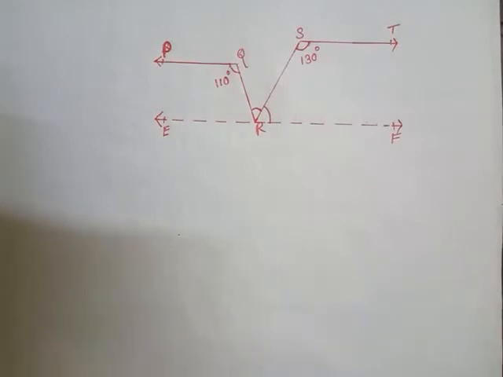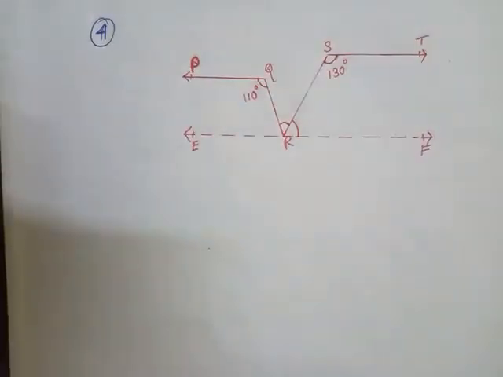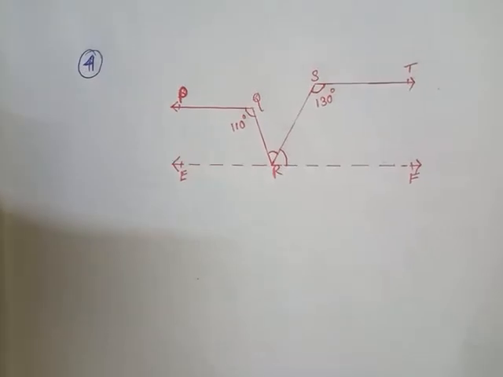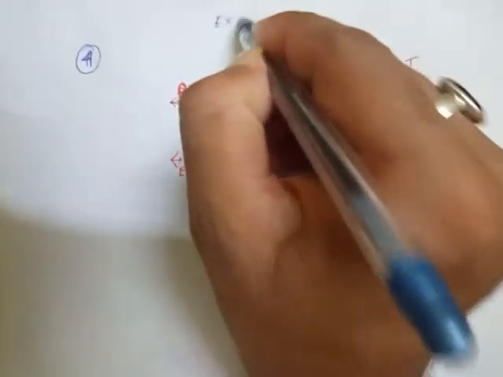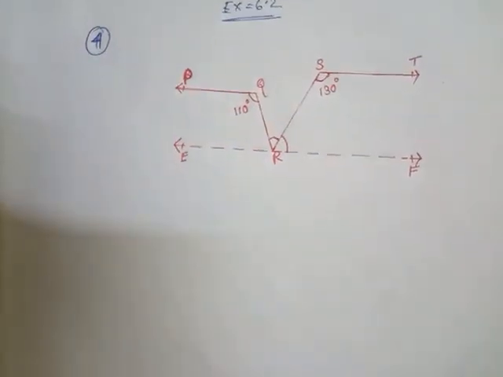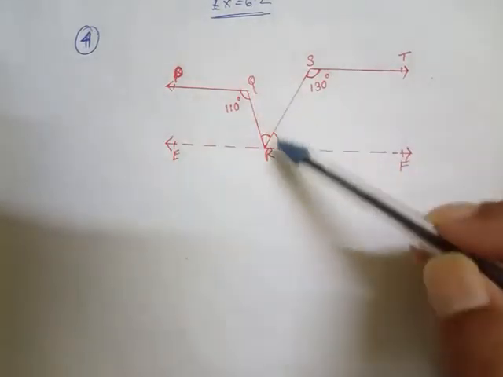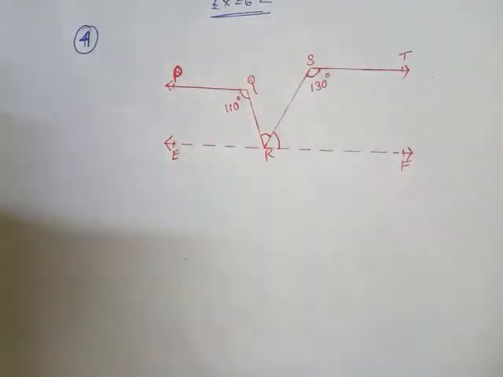Student, this is the diagram, as you can see in the video, of question number 4. So look here now, student, I am writing here exercise 6.2 class 9 general maths, question number 4. Now look, student, here we have to find the angle QRS, which means this one we have to find out. So let's have a look now how to solve this.